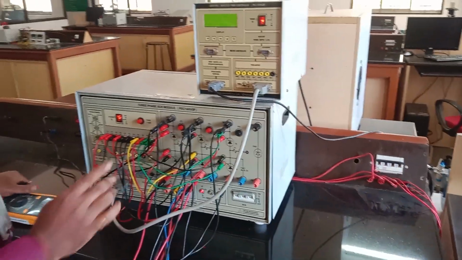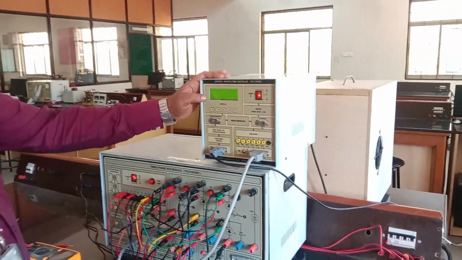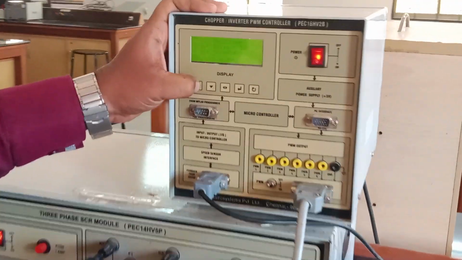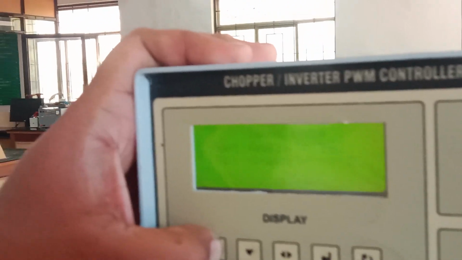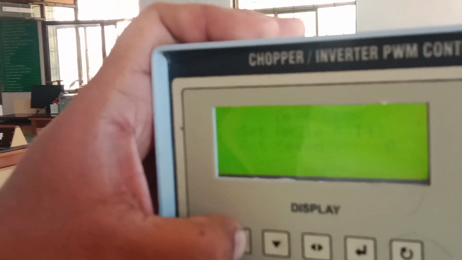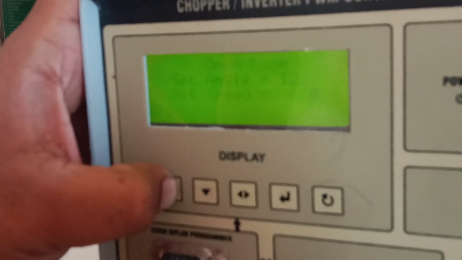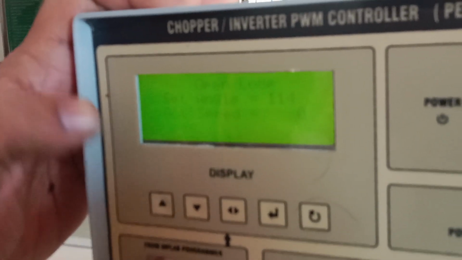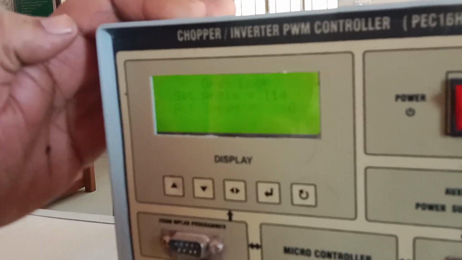Next step, we have to run the DC motor. So switch on the pulse. For example, set the angle to 180. Slowly vary it down to 160, 150. Slowly vary it down to 114. Okay, now switch on the pulse.